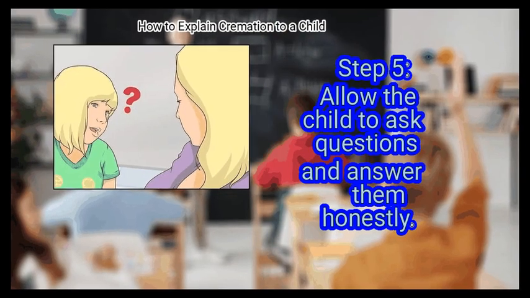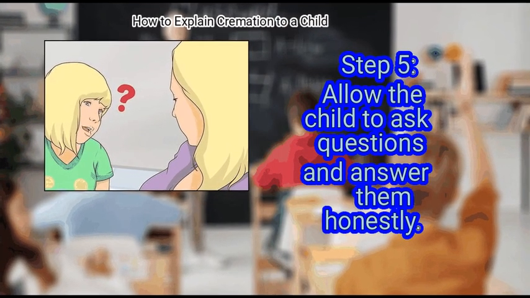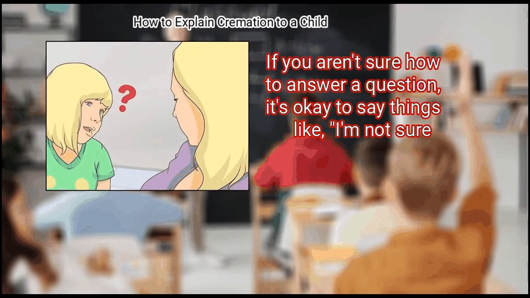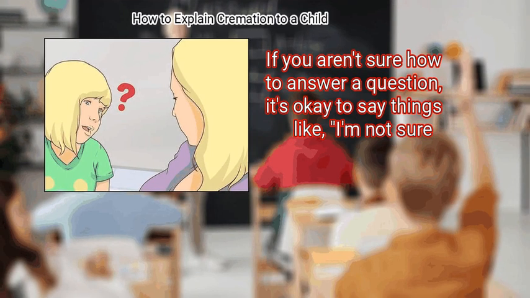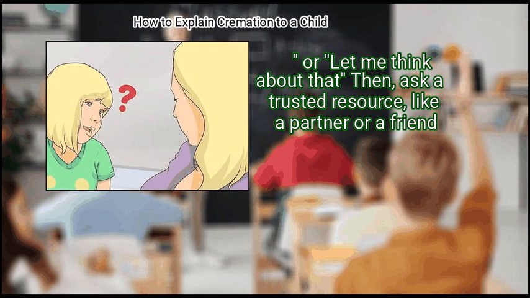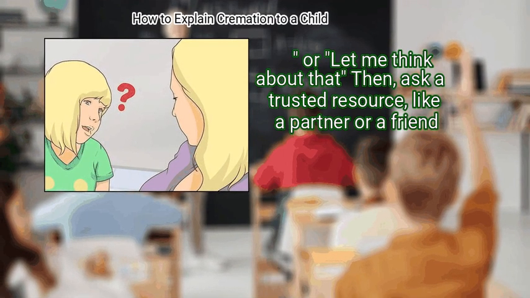Step 5. Allow the child to ask questions and answer them honestly. If you aren't sure how to answer a question, it's okay to say things like, "I'm not sure," "I wonder," or "Let me think about that." Then, ask a trusted resource, like a partner or a friend.